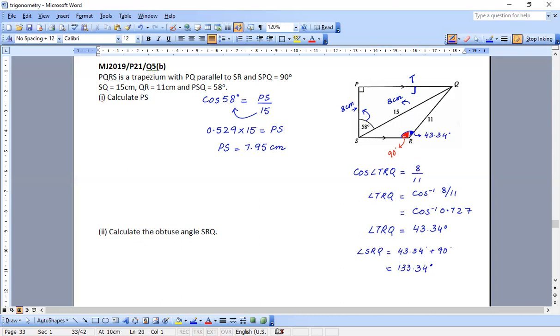If an appearing year student or a 10th grader at least is trying to solve this question, they may use a different approach. They may not use this method of solving for the value of SRQ. They'll be using the sine rule. They'll not be using this approach.